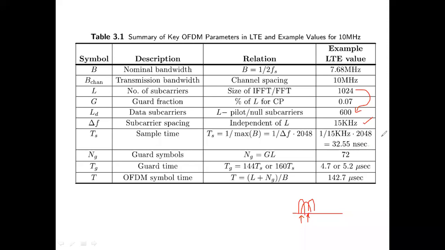And the sample time, by the way, is 1 by this particular thing. The guard symbols for this particular case of 10 megahertz and FFT size of 1024 is 72 symbols. That is the case they are taking; there are several values. 10 megahertz is one standard bandwidth, and the OFDM symbol time here is 142.7 microseconds. So 142 microseconds is the OFDM symbol time per symbol. Whatever symbols you have sent span this much amount of time.